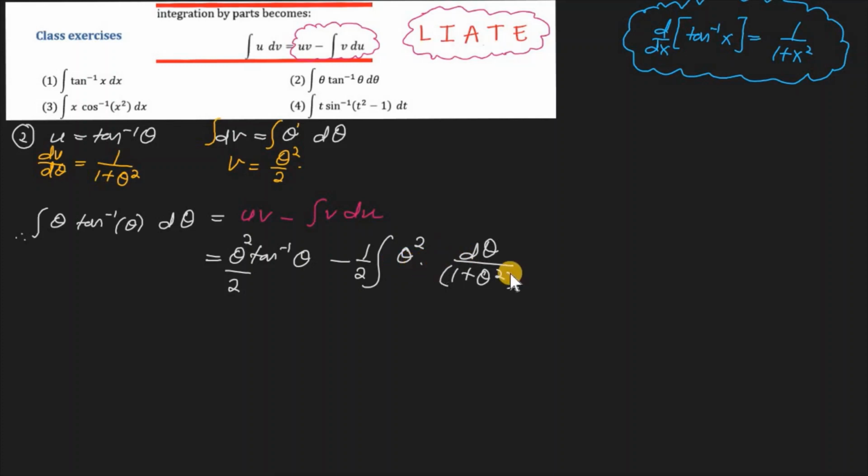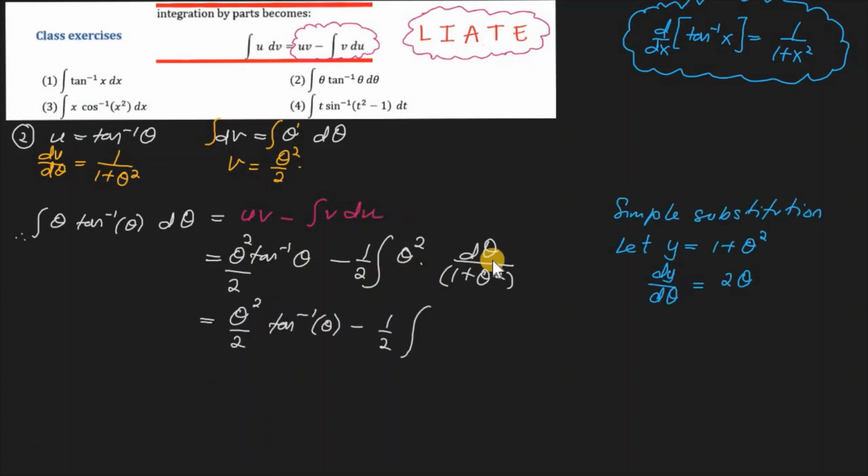Theta square over 1 plus theta square d theta. Can we use a simple u substitution maybe? Okay, so here let's use a simple substitution. Let's see whether it works or not. Let's say this whole denominator being a y. We need to change everything in terms of y, such that d theta is dy over 2 theta.